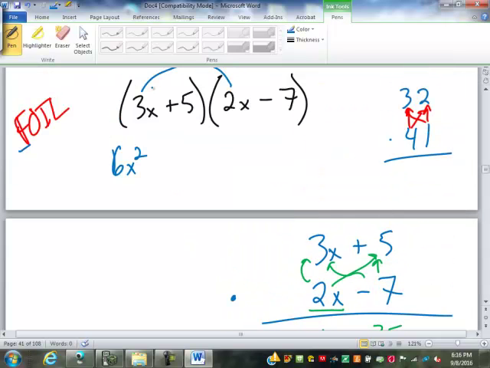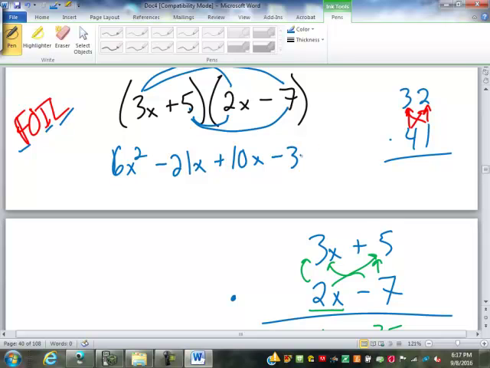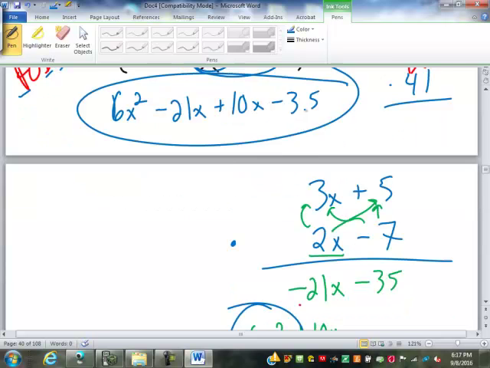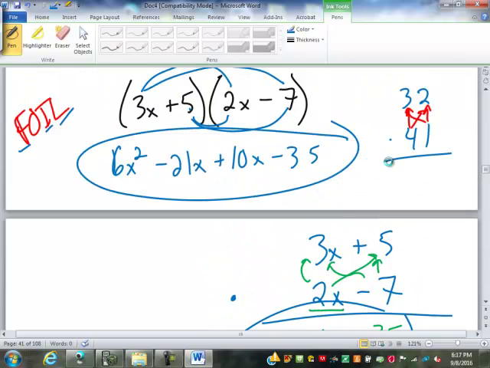O stood for outer or outside. 3x times negative 7, negative 21x. I stood for inner or inside. 5 times 2x is a positive 10x. And L stood for last. Multiply the last digits of each number. 5 times negative 7 is a negative 35. Notice those are all the numbers we had here. And of course we still have to combine. Negative 21 and positive 10 make a negative 11x.